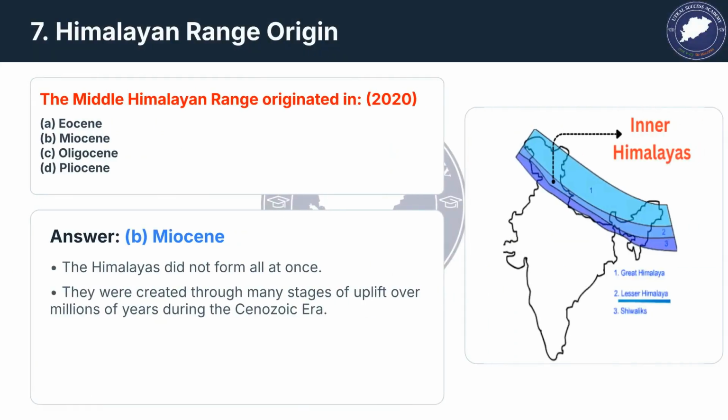Now, the next question focuses on the origin of the Himalayan ranges, specifically the formation period of the Middle or Lesser Himalayas. This question checks your understanding of geological timelines and the multi-stage development of the Himalayas. The Himalayas were not formed in a single phase, but evolved over millions of years during the Cenozoic era due to continuous tectonic uplift. Among these stages, the Middle Himalayas originated during the Miocene epoch, making option B the correct answer.